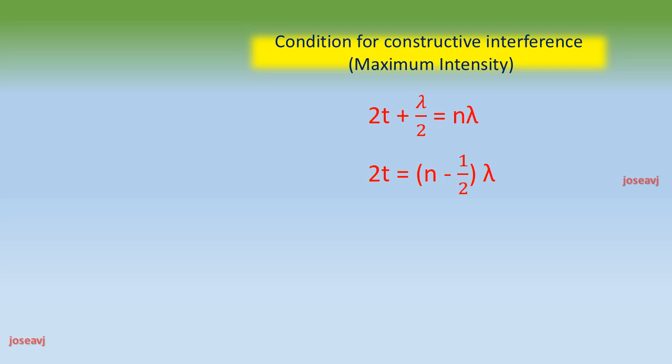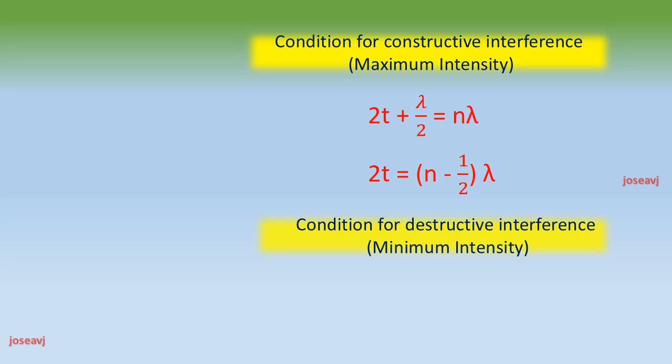And the condition for destructive interference, or minima intensity, is 2t + λ/2 = (2n + 1)λ/2, equating the path difference to the general condition for minima. Simplifying, we get 2t = nλ. That is, light reflecting from the point where the thickness is t can interfere either in a constructive way or destructive way.